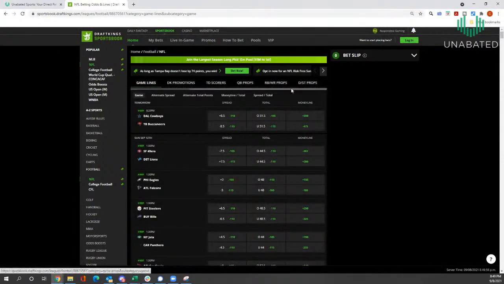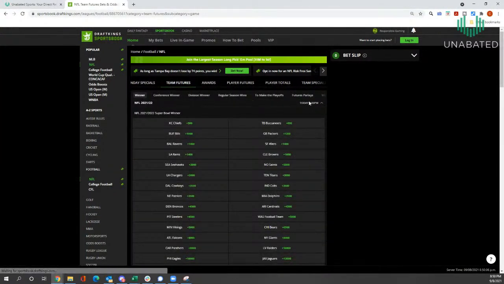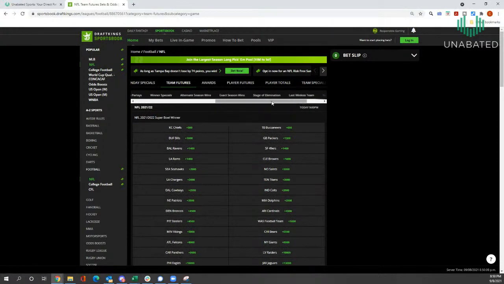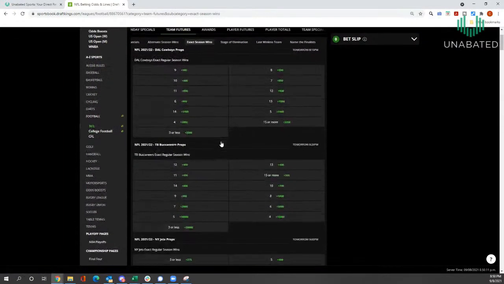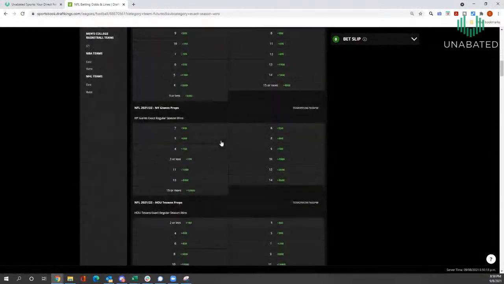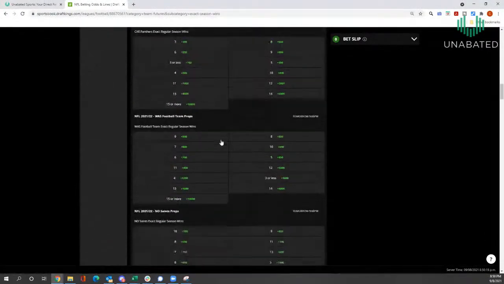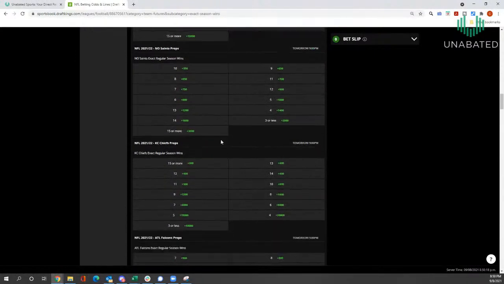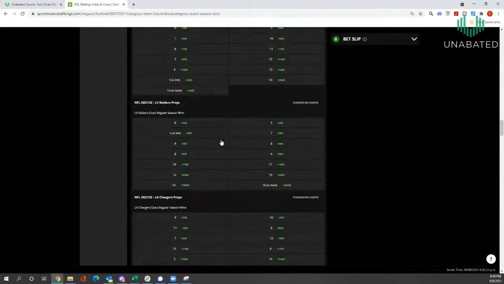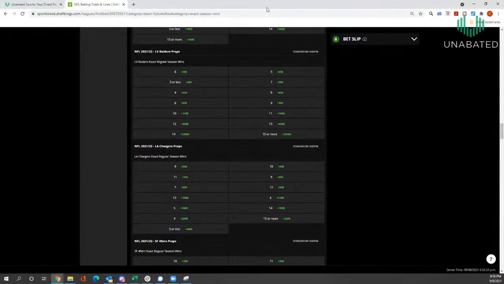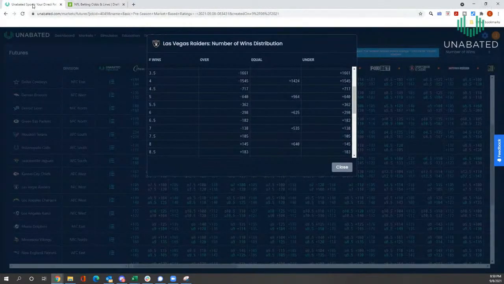You've got to go to team specials, team futures, exact season wins. To the right. There we go. And down to the Raiders. Yeah, I just did a Command F search. There it is. Okay, so 6 is plus 400, 5 is plus 450. Let's see what these tails are. That's the more interesting thing. 14 is 120 to 1.